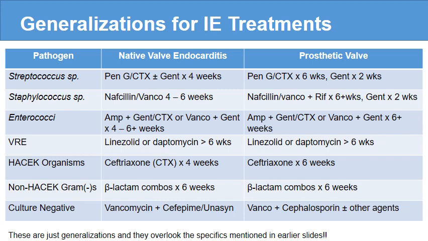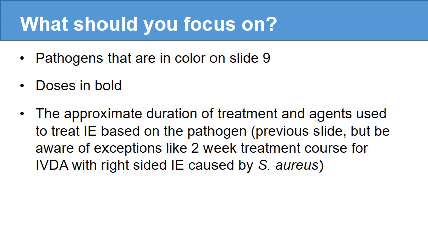For the non-HACEK gram-negatives, it's basically your best guess. Typically, they're beta-lactam combinations, and they're used at long durations because there is not much data to support the ideal treatment. And lastly, if it's culture negative, you have to use these weird combination therapies that usually use vancomycin and some combination of other agents to try to cover for what you believe the most likely pathogens are.